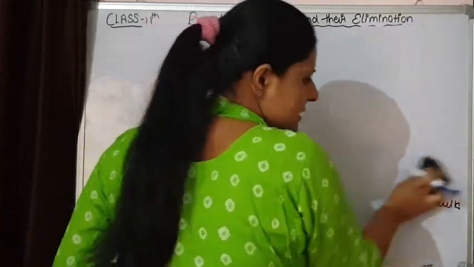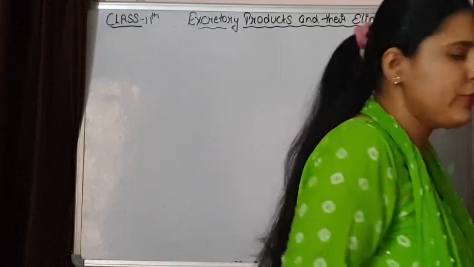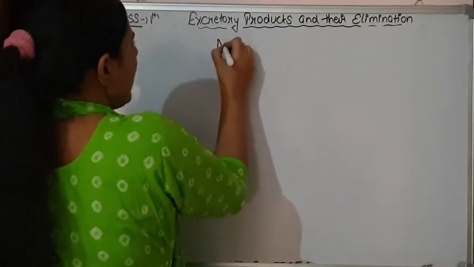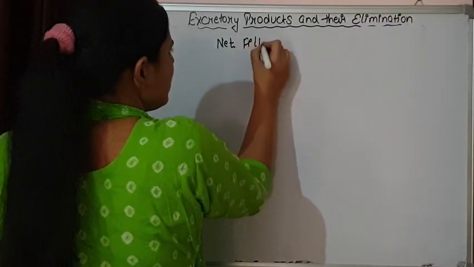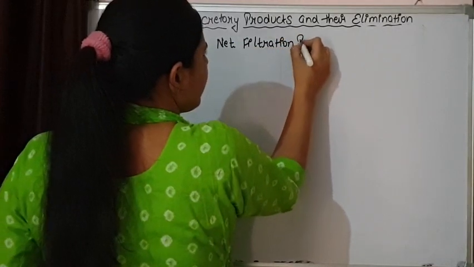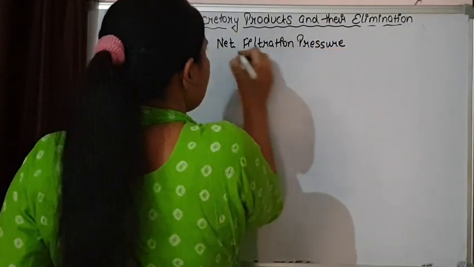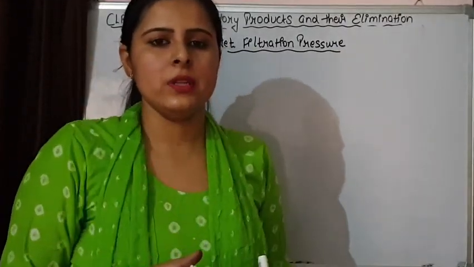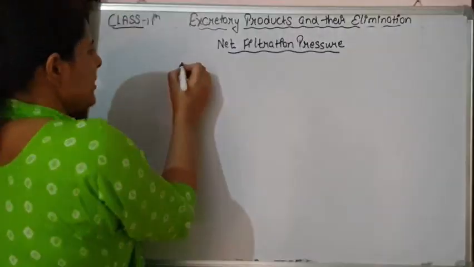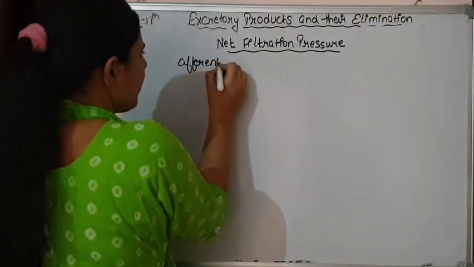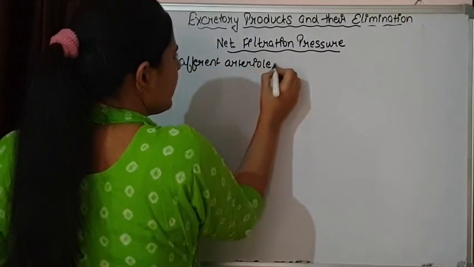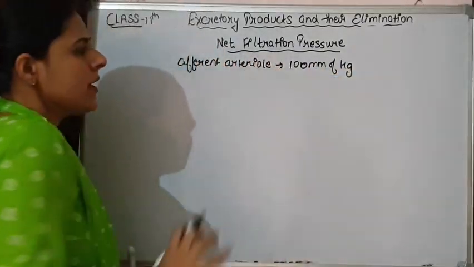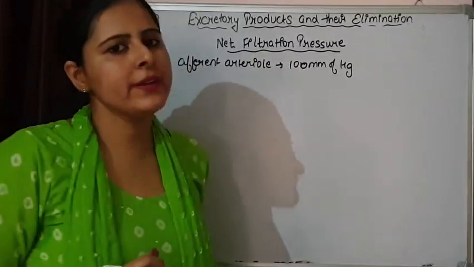So now we are going to discuss the next topic, that is the net filtration pressure. Earlier I told you that the function of glomerulus is filtration. The pressure that is present in the afferent arteriole is 100 mm of Hg. This is the blood pressure that is present in the afferent arteriole.